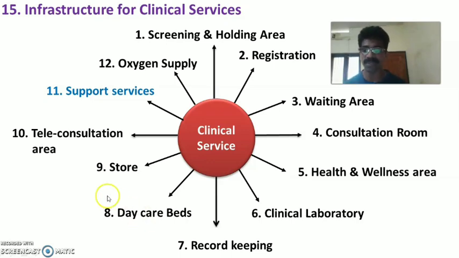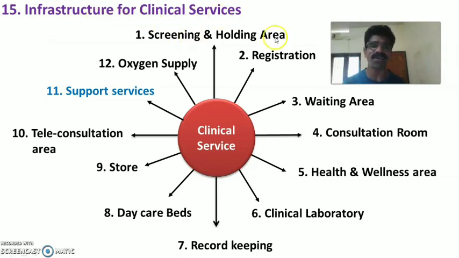So daycare beds, store available. Okay, availability of the store. Then teleconsultation area. Of course, under Ayushman Bharat there should be teleconsultation facilities in the sub-center. And the 11th point is support services. Okay, we'll explain what the support services are. Then the 12th one is oxygen supply and oxygen facilities in the emergency and other routine services. So these are the 12 different points that come under infrastructure for clinical services in the sub-center.